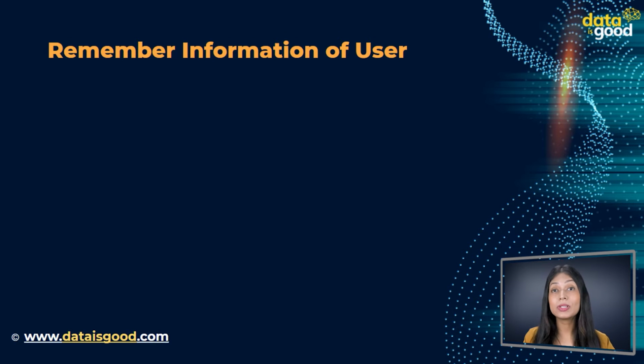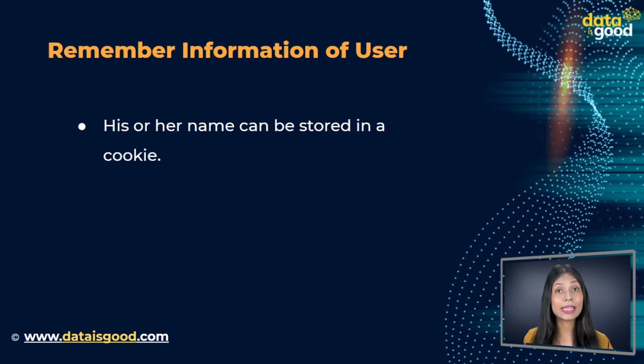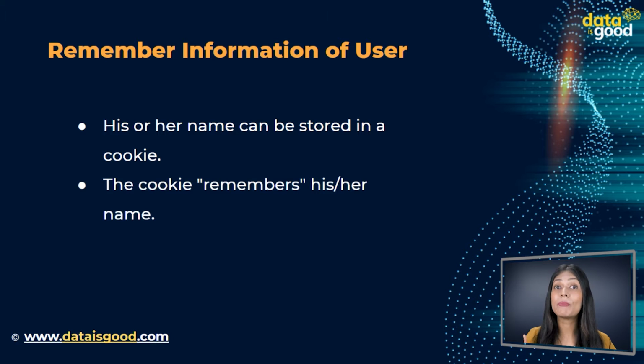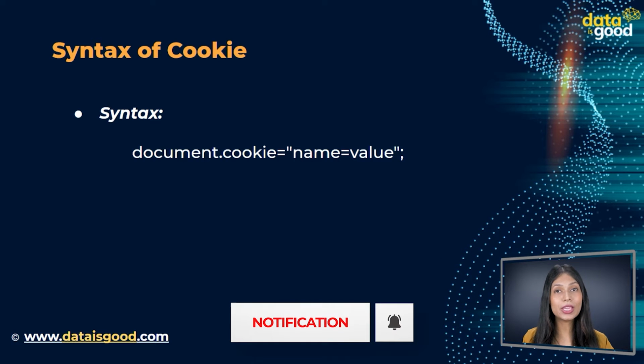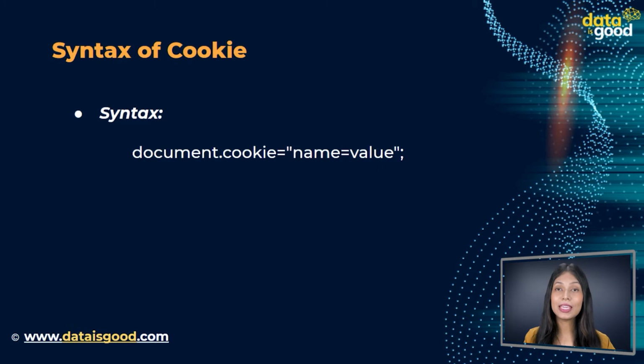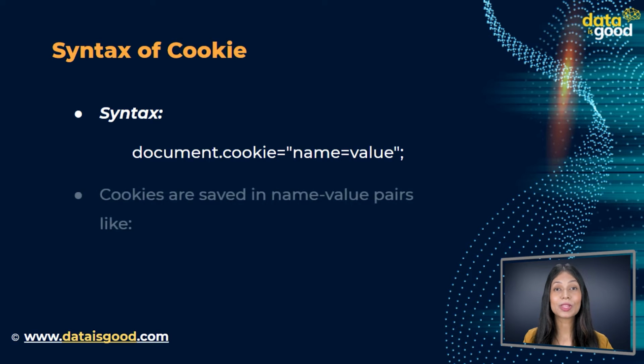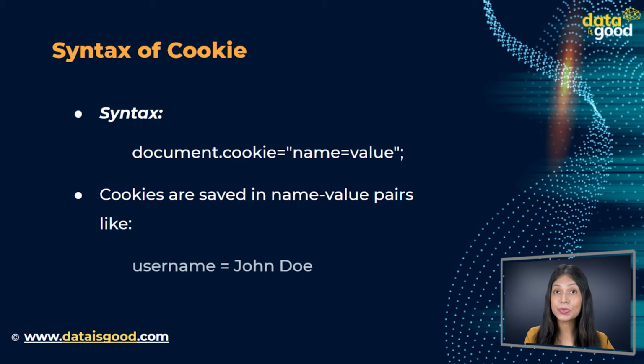When a user visits a web page, his or her name can be stored in a cookie. Next time the user visits the page, the cookie remembers his or her name. So the syntax is document.cookie = name = value. Cookies are saved in name-value pairs like username = John Doe.